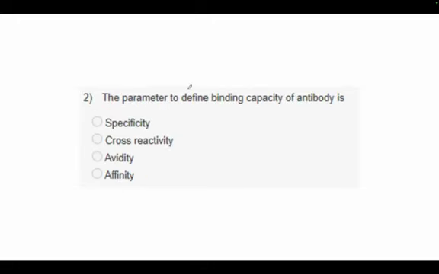Okay, the parameter to define binding capacity of an antibody is dash. Answer to this is avidity. You will be aware that antibody binding is characterized by two concepts, avidity and affinity. Avidity is basically telling you about the total binding capacity of an antibody, whereas affinity is measuring the strength of each individual interaction that the antibody is making.